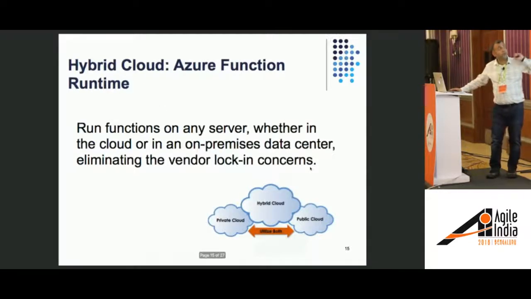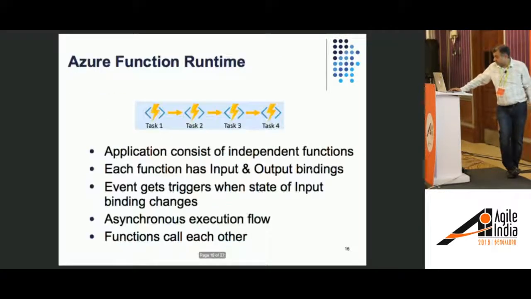Azure Function Runtime talks about hybrid cloud. So I can have part of it in my private cloud and part of it in my public cloud, and they can work seamlessly. And that way, you don't have the possibility of vendor lock-in, right? Because now you're running it locally, you control the environment.